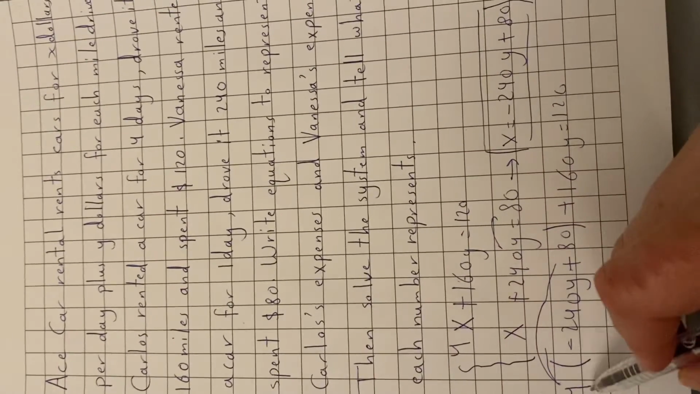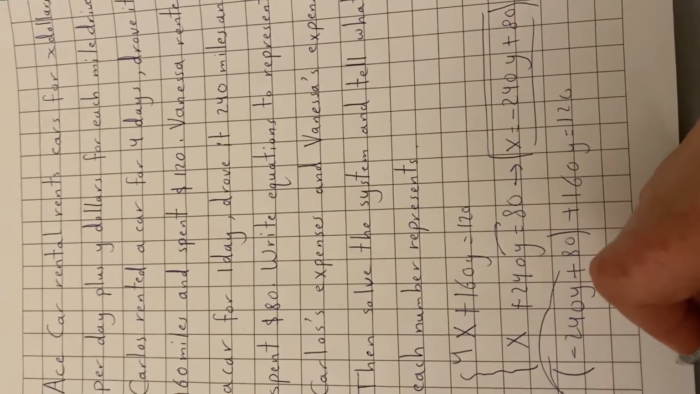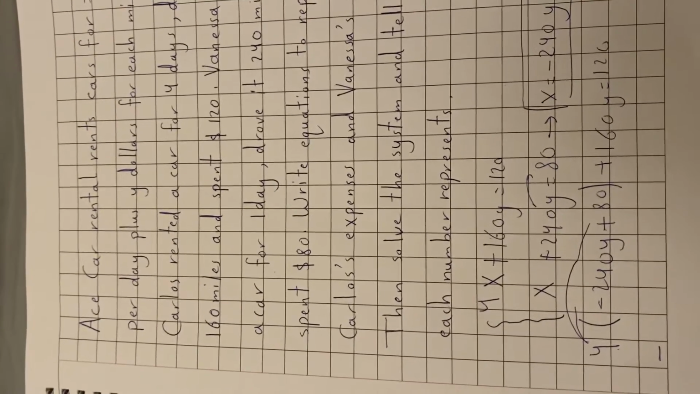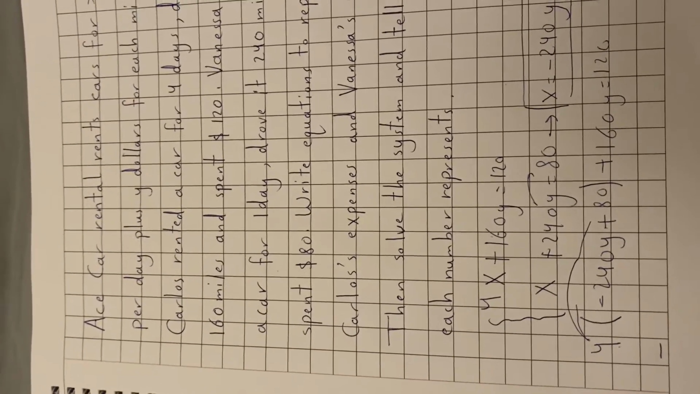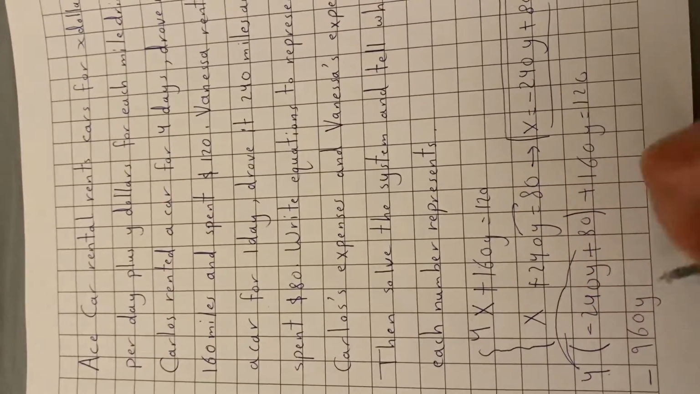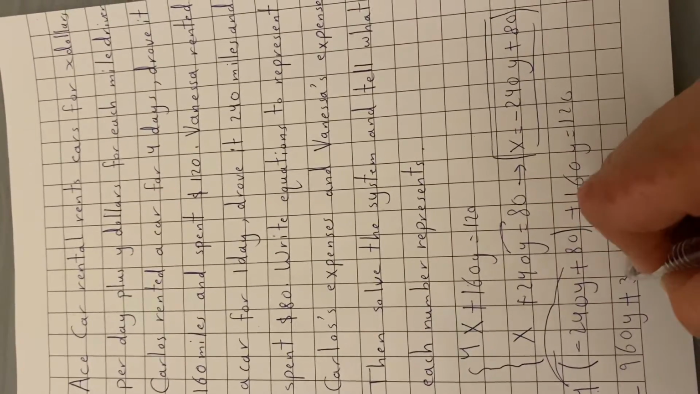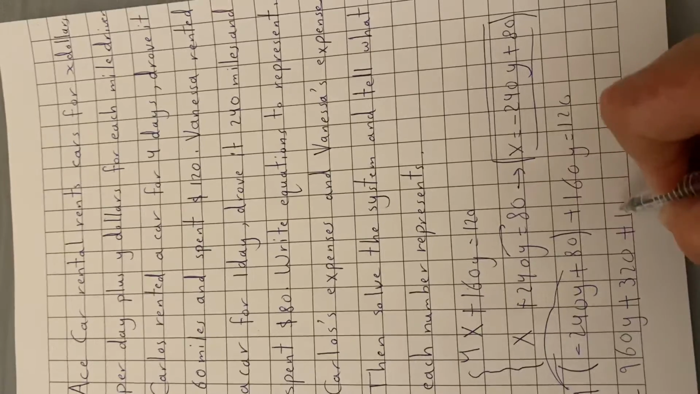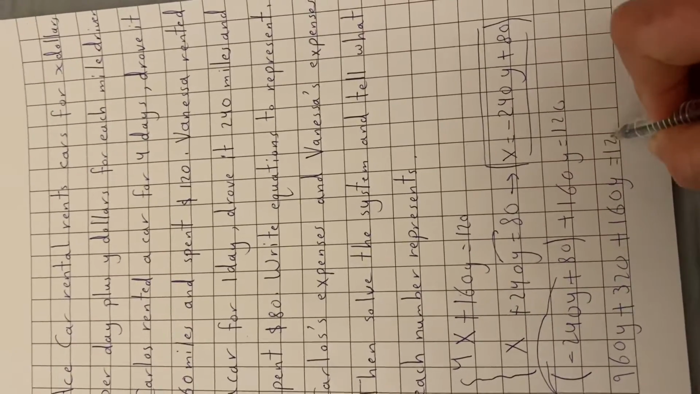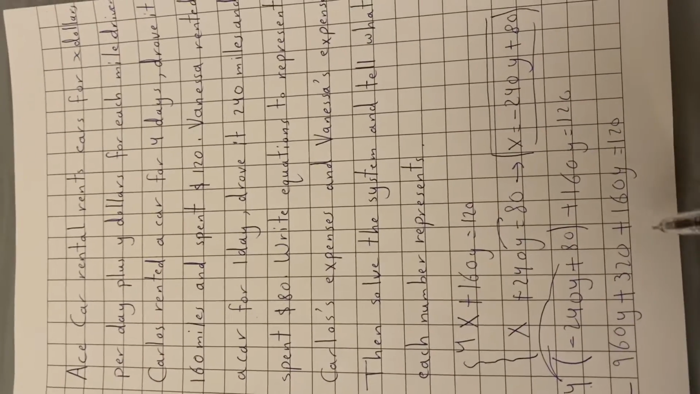I will multiply now 4 times negative 240. It will give me negative 960y. Then 4 times 80 will give me 320, plus 160y equal 120.